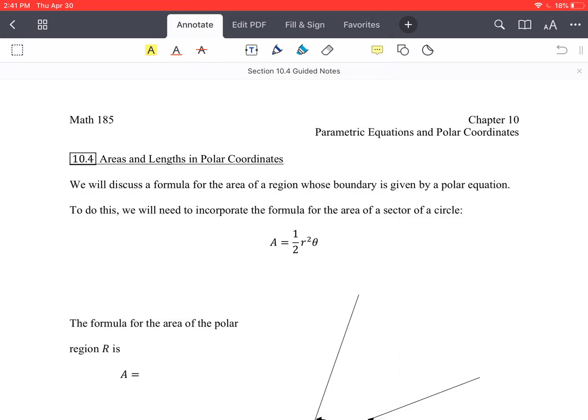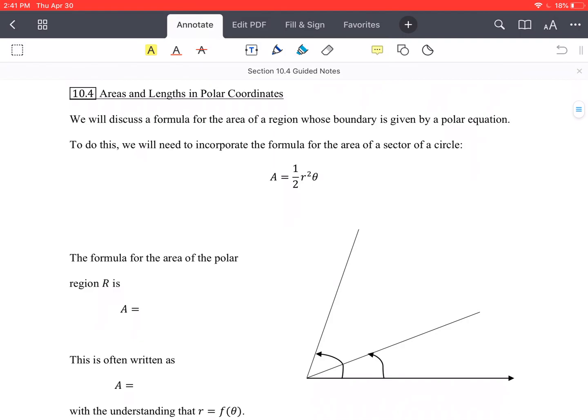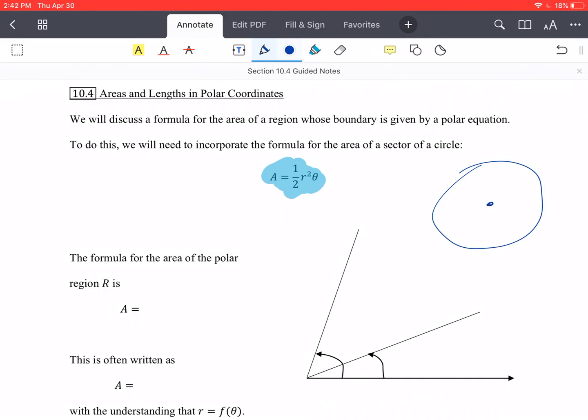We're going to look at a formula for the area of a region whose boundary is given by a polar equation. To do this, we will need to incorporate the formula for the area of a sector of a circle. This formula here gives us the area of a sector of a circle. That would be like if I just drew a circle, and here's the center right here, and then I just cut off a piece of it, and I wanted to find the area of this portion right here. I could find this area using this formula. We're going to be applying this formula, but not just to a circle, to any polar curve that we want.